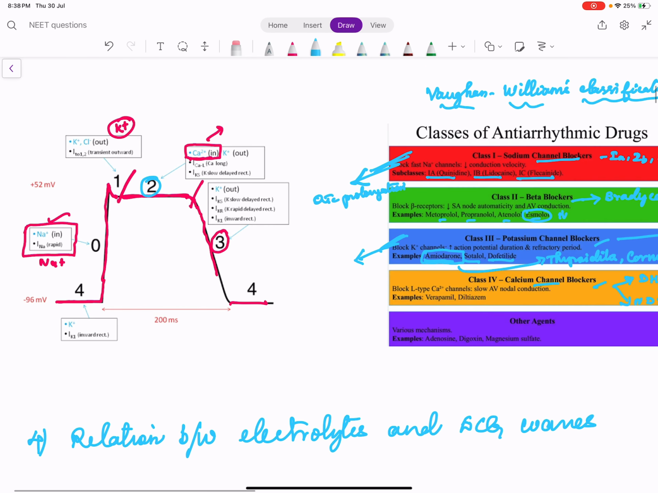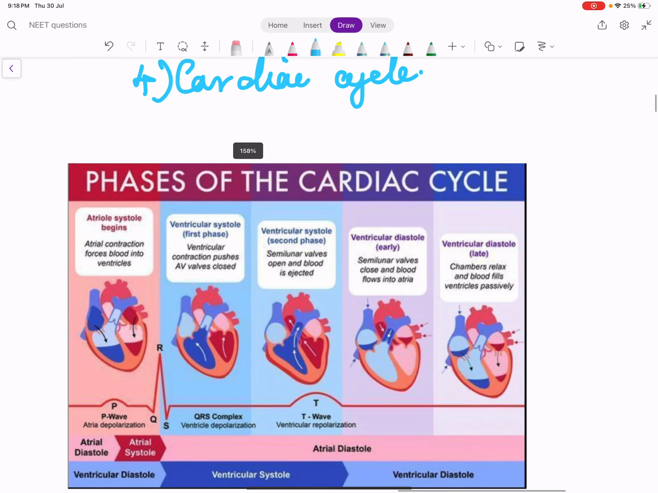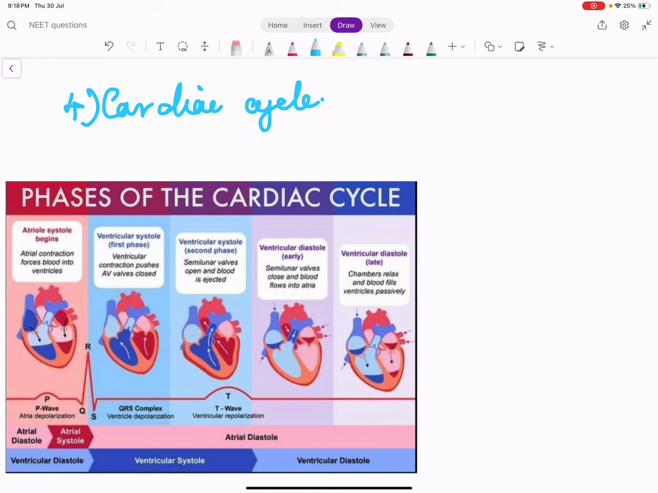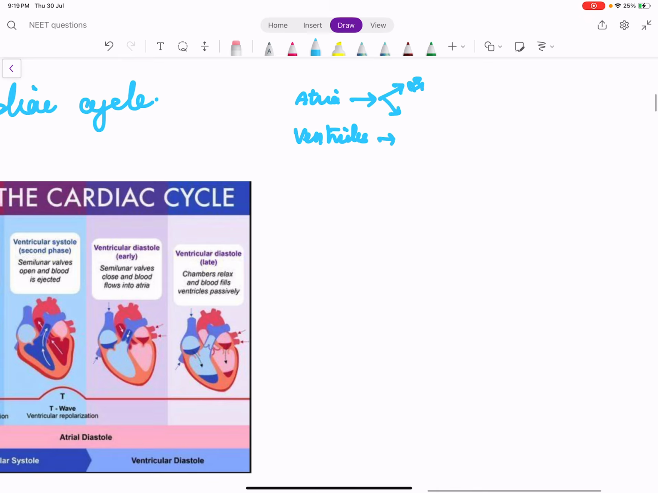Now since we discussed some electrical basics of the heart, we'll deal with some mechanical aspects of the heart. The mechanical aspect of the heart can be understood by the cardiac cycle. Please remember, atria can be taken as a separate system in the heart. Ventricles can be taken as a separate structural component, because both atria and ventricles have separate systole and separate diastole. So actually it is said atrial systole, atrial diastole, ventricular systole and ventricular diastole. But if someone says just the term systole or diastole, it actually means ventricular systole.